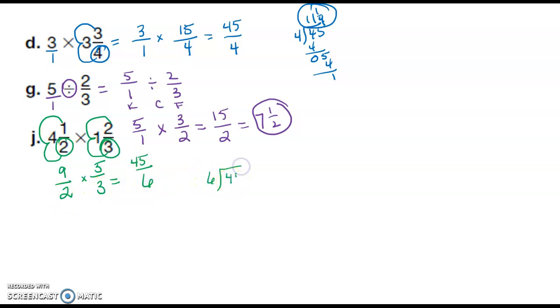6 goes into 45. Let's see. 6 times 6 is 36. 6 times 7 is 42. So let's do that. And then we're going to reduce this to 1/2. Okay. Oh, that's the last one.